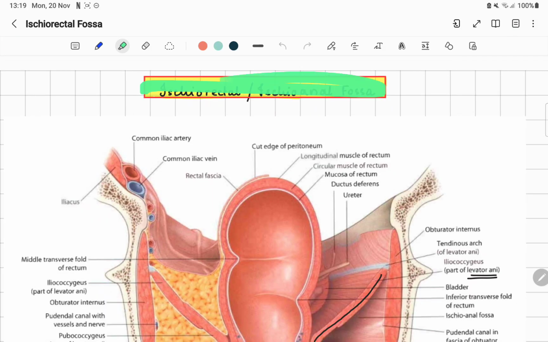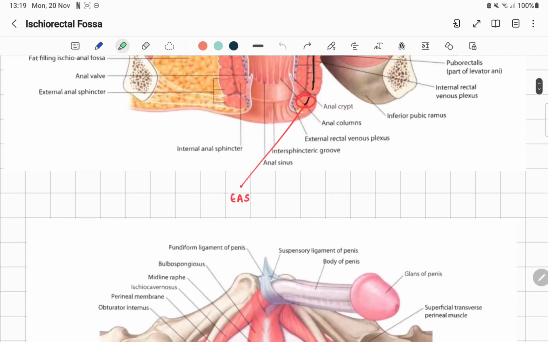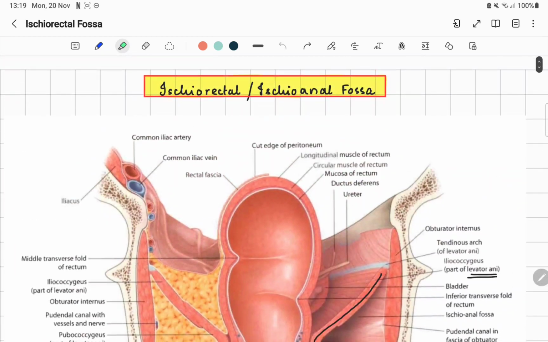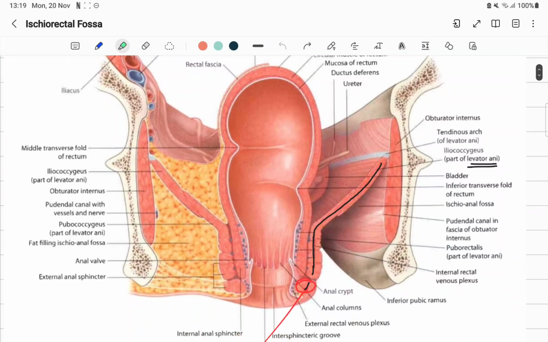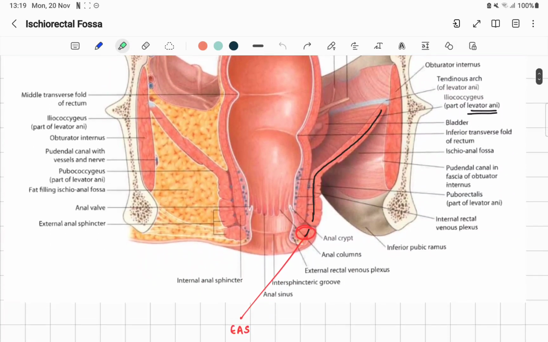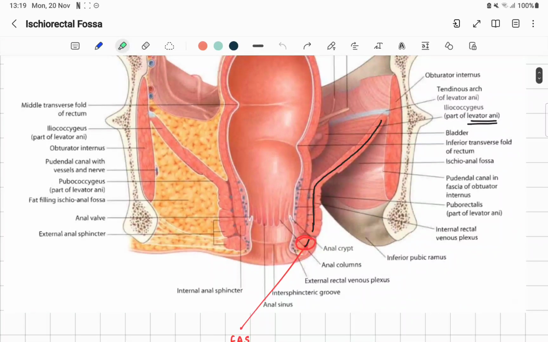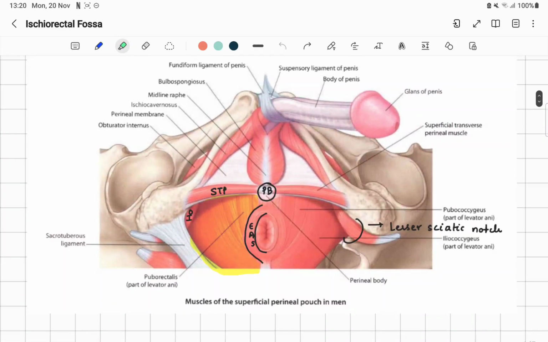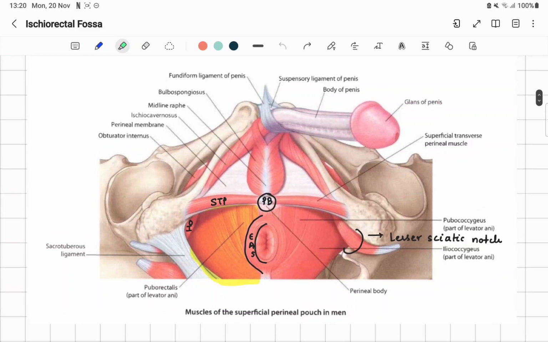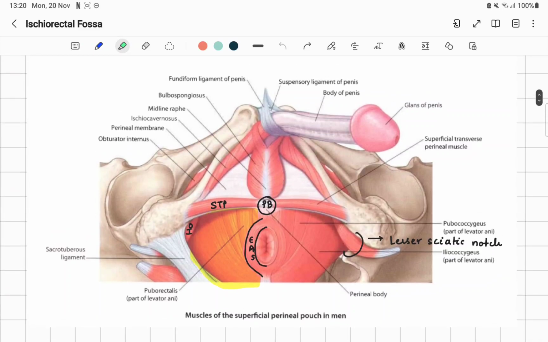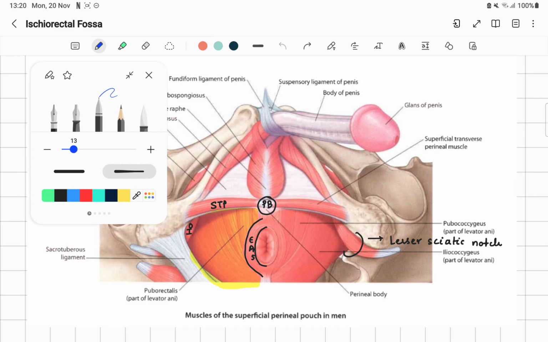So let's now talk about the ischiorectal fossa, or the ischioanal fossa. Understood. So let's talk about this, and we have to read out the contents and all of this ischiorectal fossa. If I want to show you that, these are your superficial perineal pouch and deep perineal pouch structures. Okay, and this diagram must have been shown in the previous one.